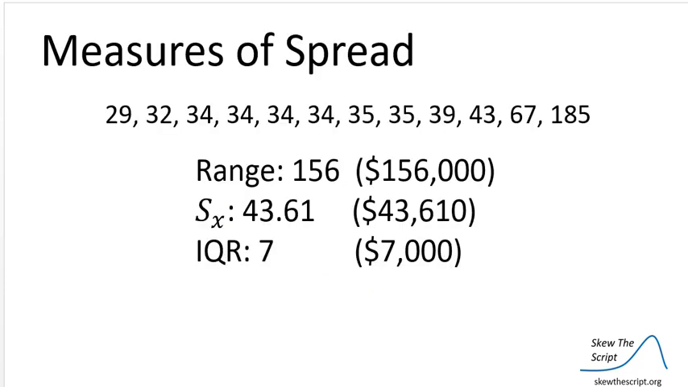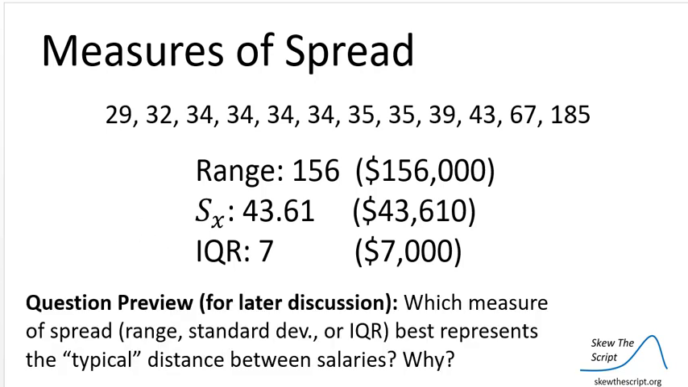Going back to those salaries, we know that the range of the values is 156, or 156,000, right? The standard deviation is 43,610, and the interquartile range is 7,000. Now, when the interquartile range and standard deviation are so far distant from each other, this really does mean that we have those outliers, right?